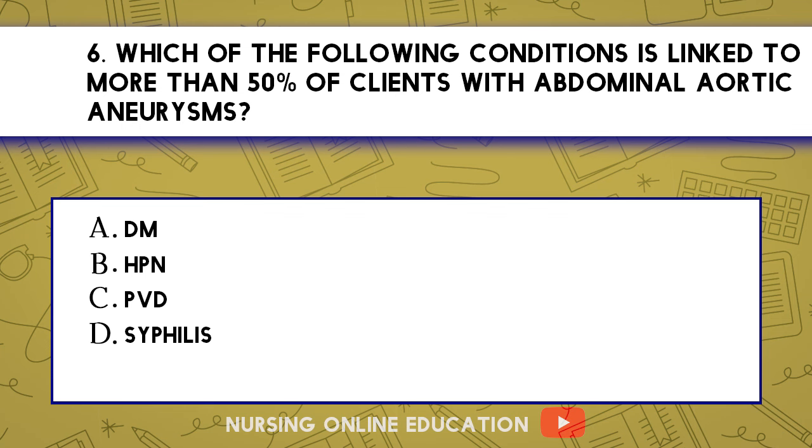6. Which of the following conditions is linked to more than 50% of clients with abdominal aortic aneurysms? A. DM. B. HPN. C. PVD. D. Syphilis. The answer is HPN.